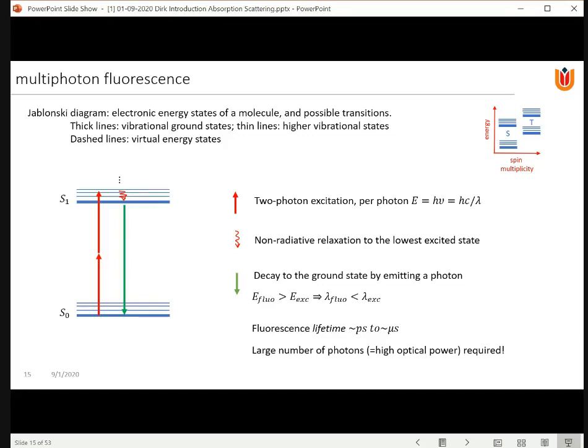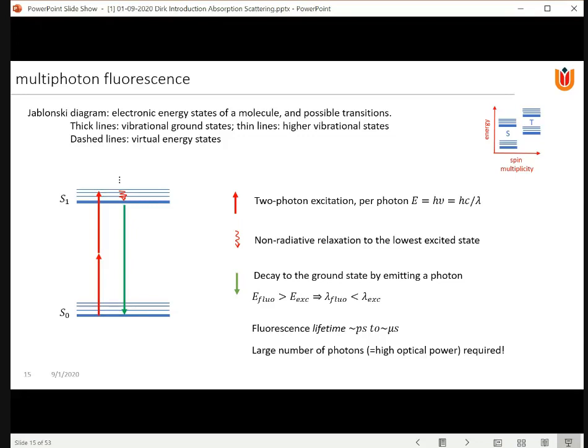Again, this takes place at picosecond to microsecond timescales, and the drawback is that you need a very large number of photons, because it only works if you have two photons that arrive exactly at the same time at this molecule and exactly transfer their energy at the same time, so to get this excitation. If you're outside this picosecond to microsecond range for this whole process, if the photons arrive at longer times, then it will not happen.